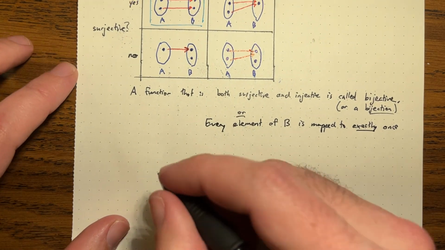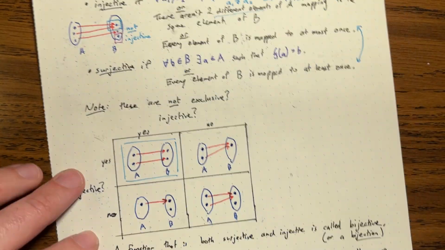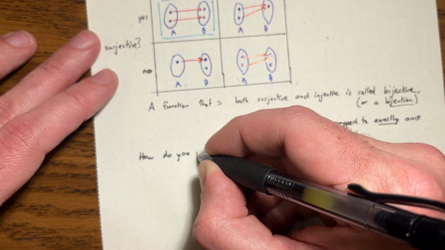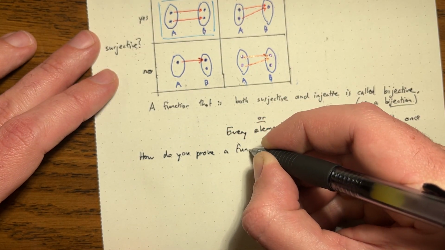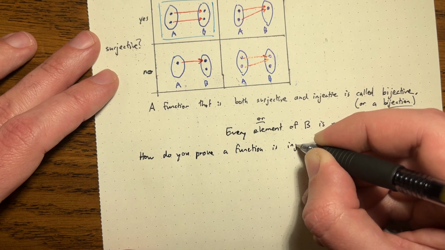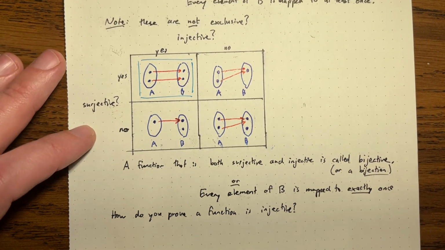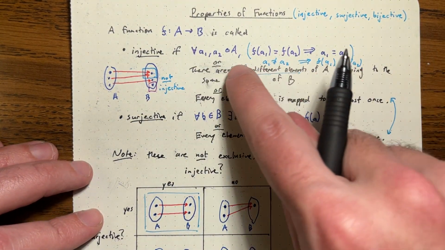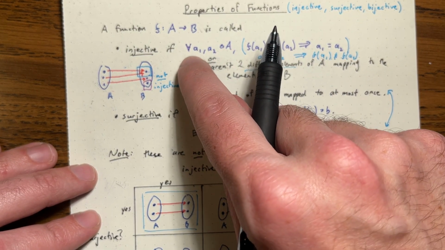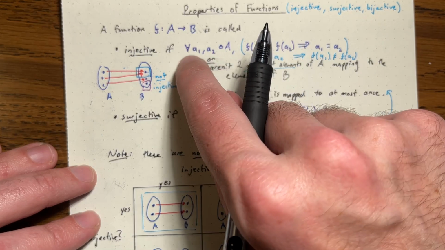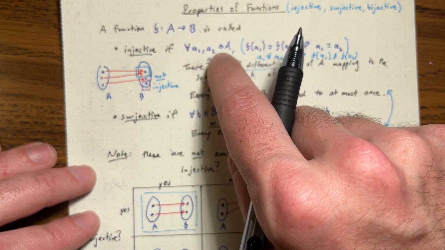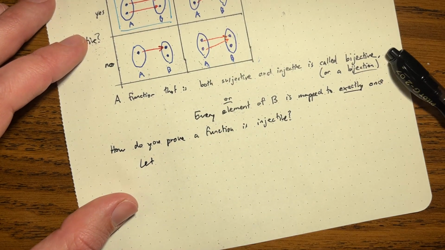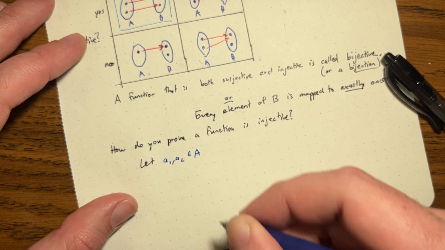Okay, well let's just talk really quickly about how you actually prove functions have these properties. So how do you prove a function is injective? How would I do that? You might be able to figure it out, especially if you've been following along in the course. How would I prove a statement like this? Well, I need to show it for every a1 and a2. So I'm going to start by taking an arbitrary a1 and a2. So here's how I start. Let a1 and a2 in A be arbitrary.